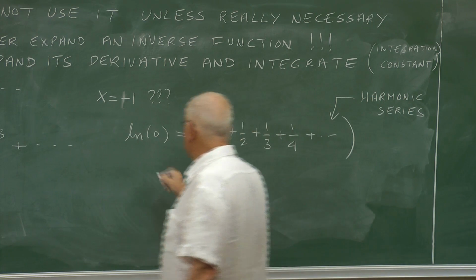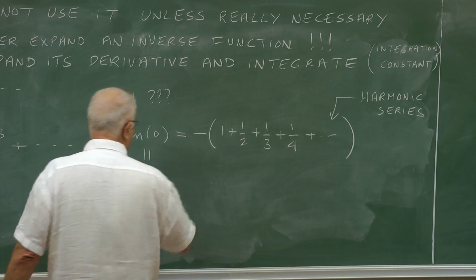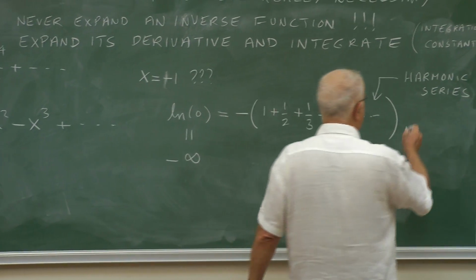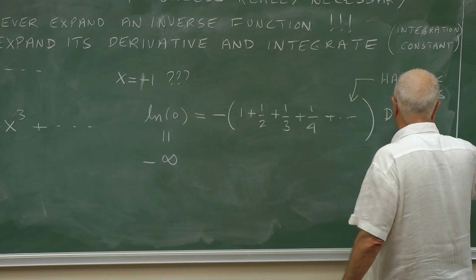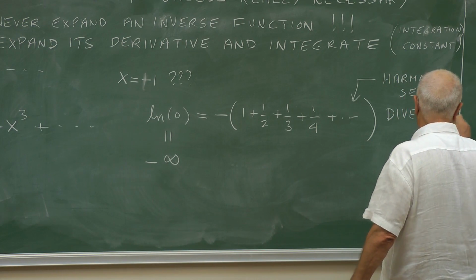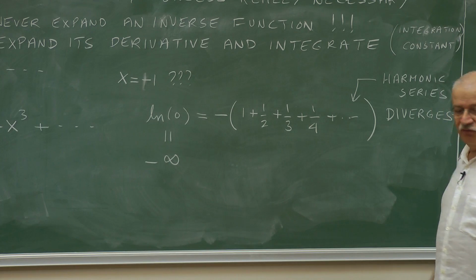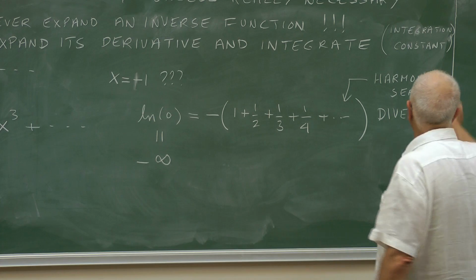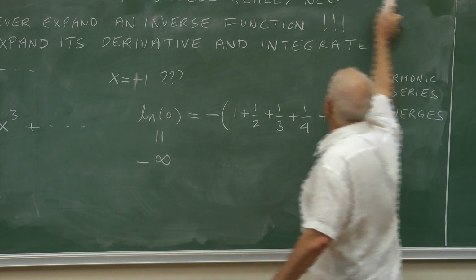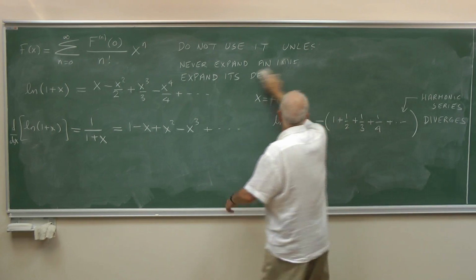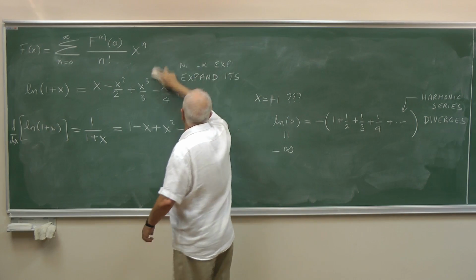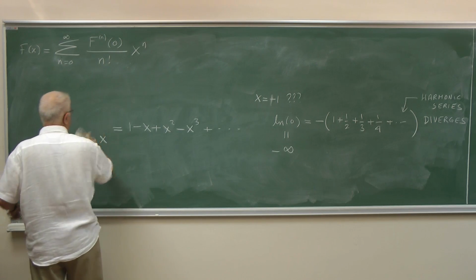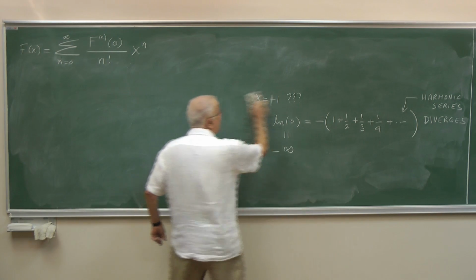And knowing that ln 0 equals minus infinity, we realize that the harmonic series diverges. It adds up to infinity. Let's do a bit more. For example, another inverse function, inverse sine.